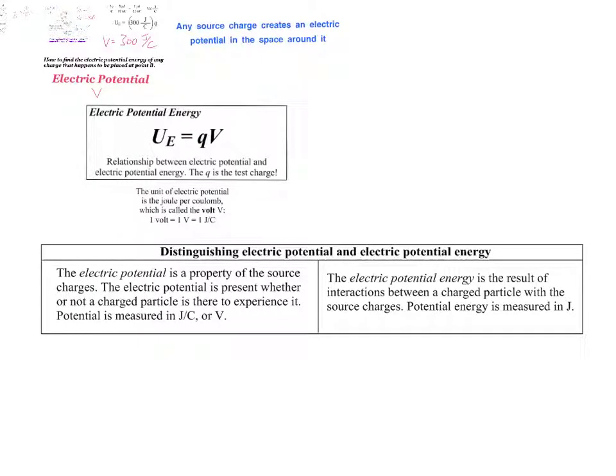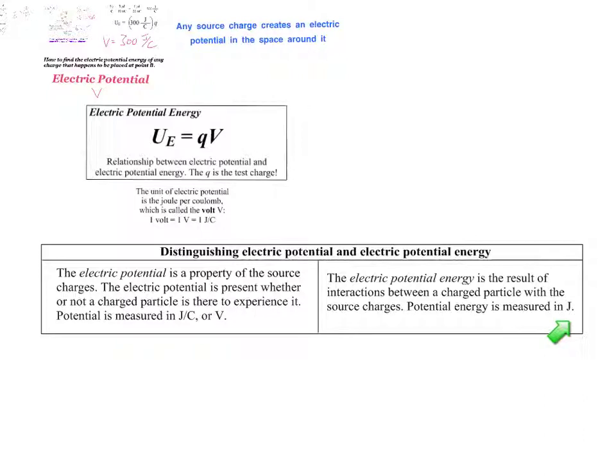Now, to distinguish electric potential from electric potential energy, we say that the electric potential is a property of the source charges. The electric potential is present whether or not a charged particle is there to experience it. Potential is measured in volts. Electric potential energy is the result of interactions between a charged particle and those source charges. And potential energy is measured in joules.